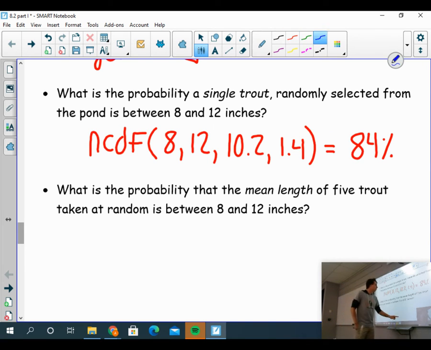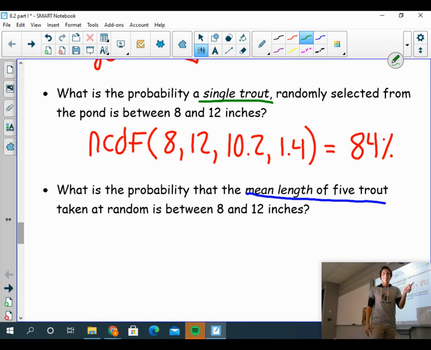What's the probability that the mean length of 5 trout taken at random is between 8 and 12 inches? First things first, let's look at the difference in the question they're asking. Mean length of 5 trout taken at random, versus a single trout taken at random. This second one is not about taking a single trout out of the pond and asking what's the chance it's between 8 and 12 inches. Now we're taking 5 trout out of the pond, finding their mean, and asking what's the chance that that is between 8 and 12 inches. Hopefully you see the difference there.